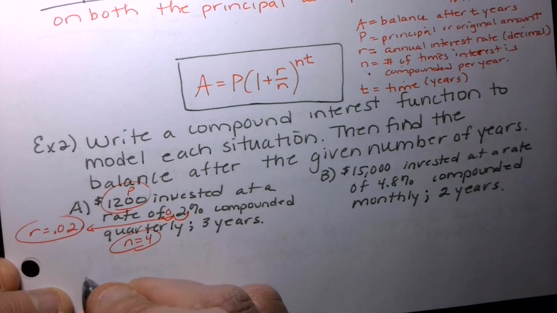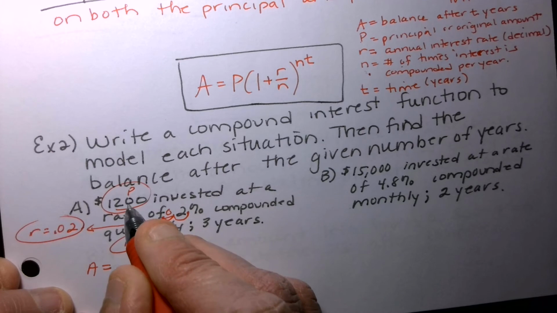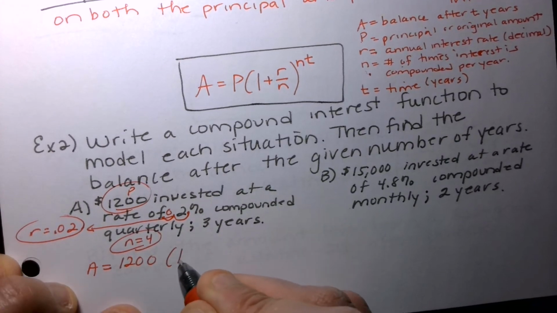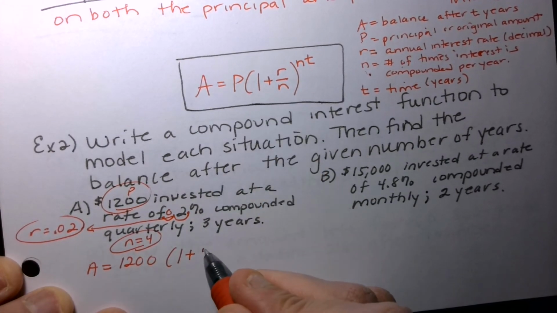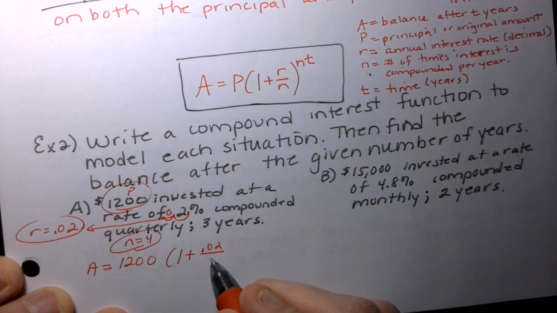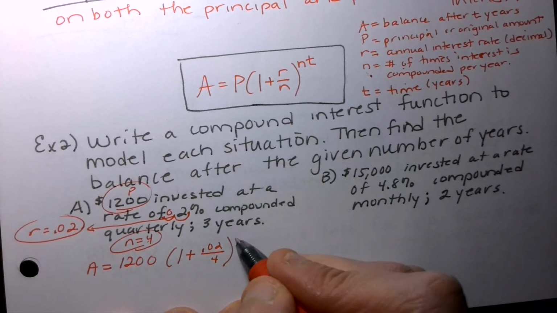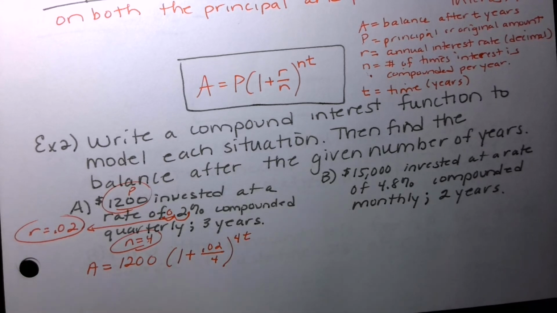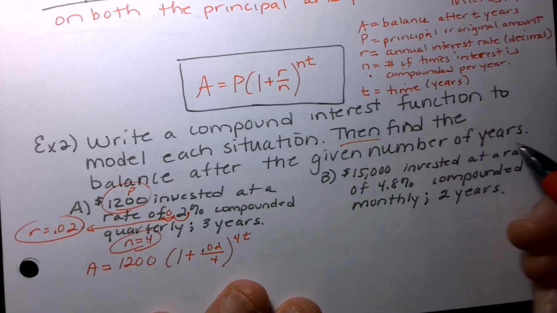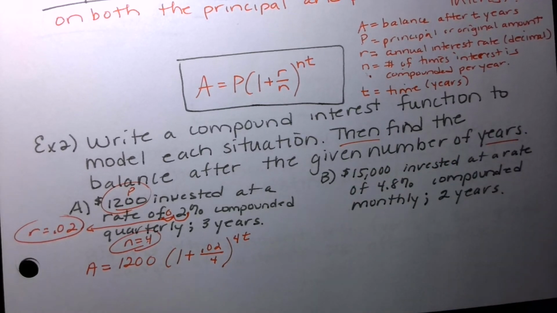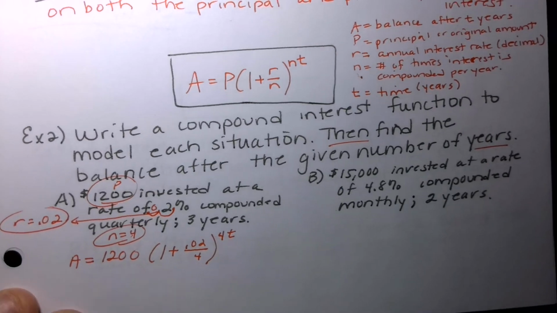So let's plug that in. So A equals principal, 1,200, times 1 plus R over N, raised to the N T. They don't want us to put the 3 in yet because I think it says then find it for the number of years. So that's why I'm purposely not putting that in yet. But we do need to get this number in here. So let's see what that is. So 0.02 divided by 4 plus 1 gives me this.